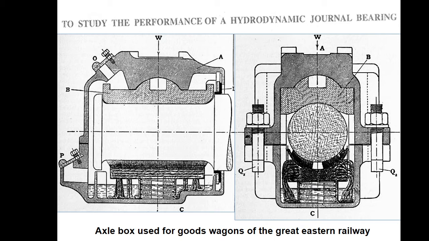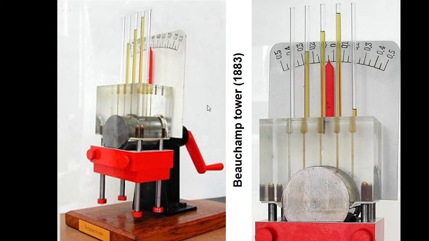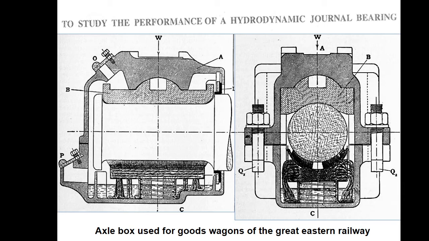You see, what is the diameter of this axle? It's about 4 inch. And we have already talked about Tower's experiment, Beauchamp Tower. This is the setup which Beauchamp Tower used. He published his report in 1883, which was instrumental in the development of hydrodynamic theory. Now this Tower, this T should have been in capital, sorry. Anyway, so this Tower was an engineer of this Great Eastern Railway.